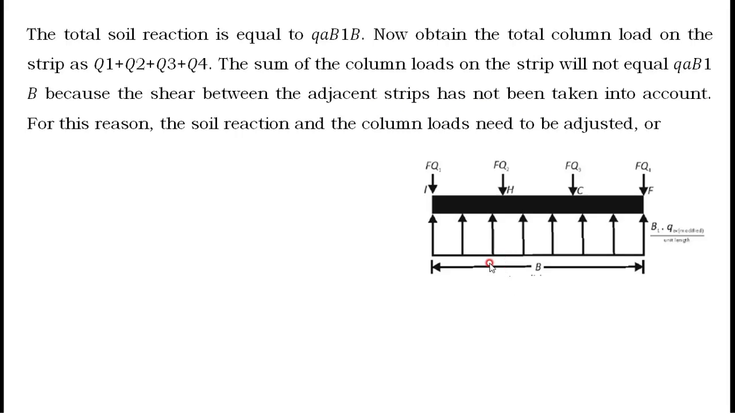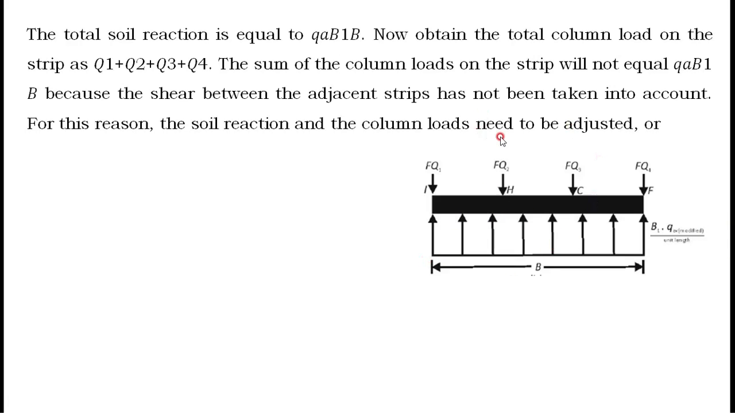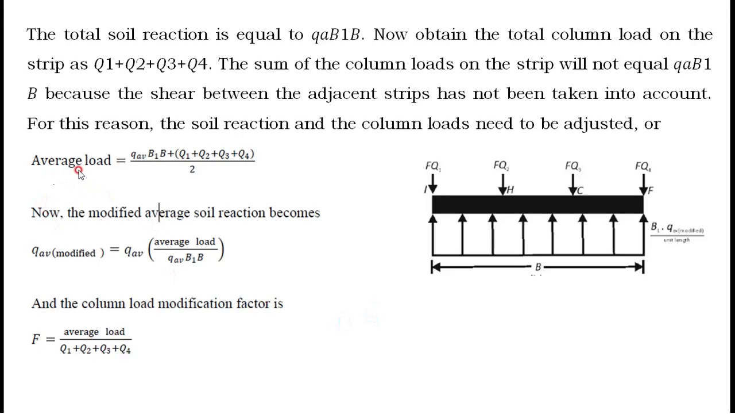One more very important point: when you are talking about this strip, it is connected to this strip also. There will be some shear force because of the rubbing action between this strip and the adjacent strip. That shear force also comes into effect, but you ignore it when you consider one strip. Therefore the load Q average B1 B and Q1 plus Q2 plus Q3 plus Q4 may not be equal to each other. Then coming to the Q average load.